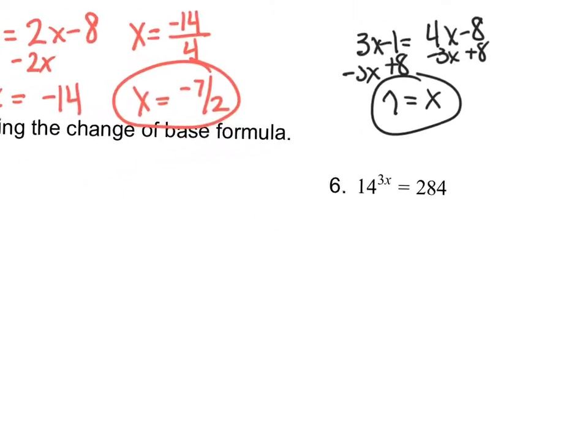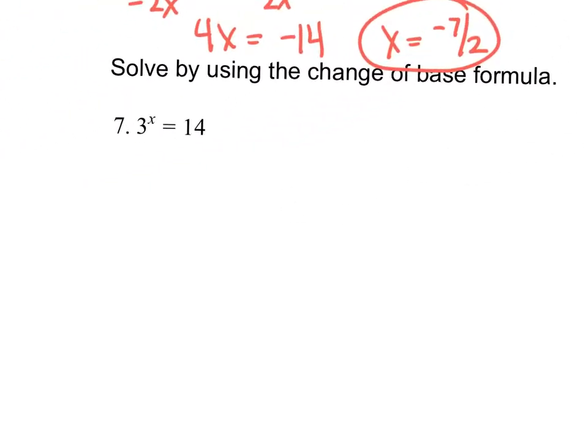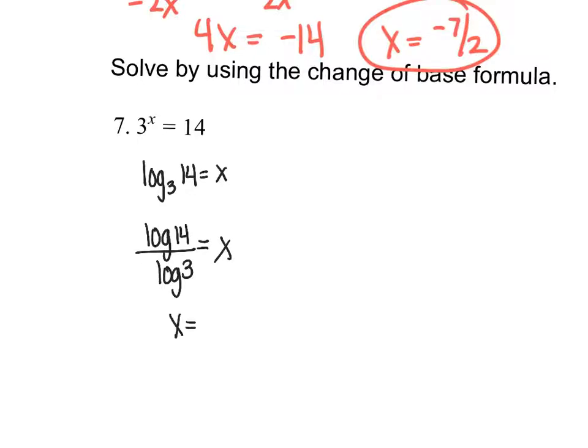Alright, so use the change of base formula. So we must put this in log form first. So log 314 equals x. Log answer divided by log base. Get your calculator. So if we round that to the tenth, x equals 2.4.